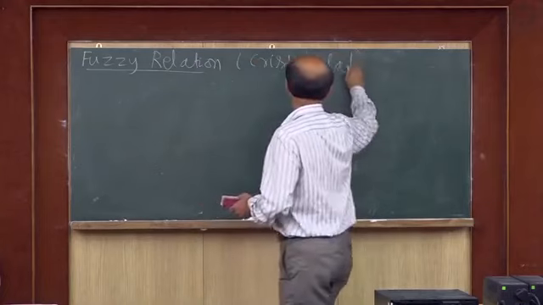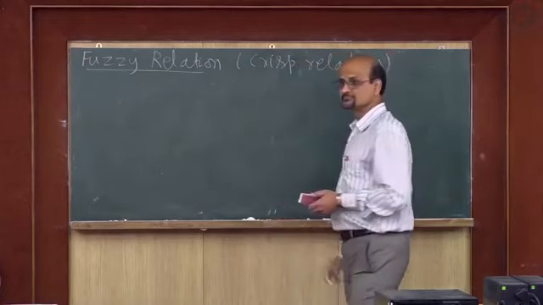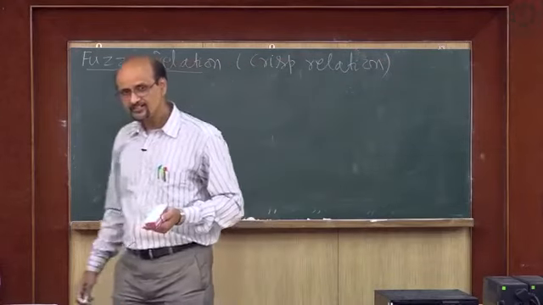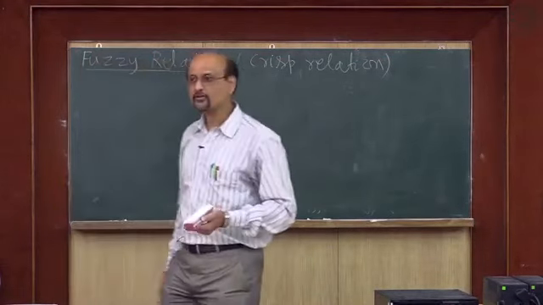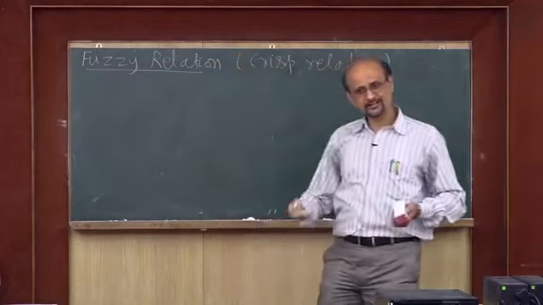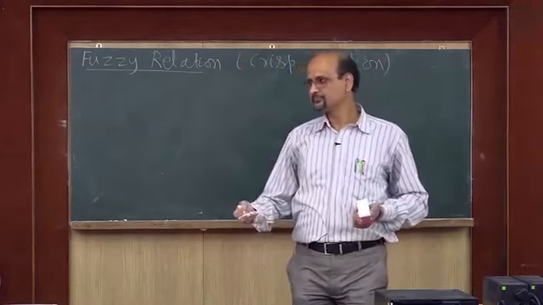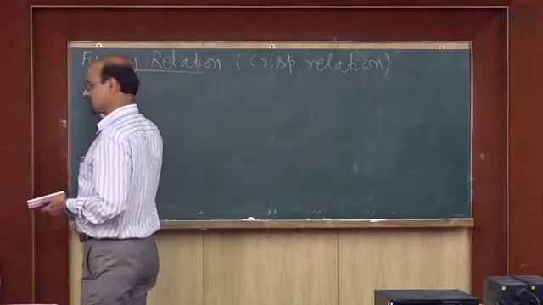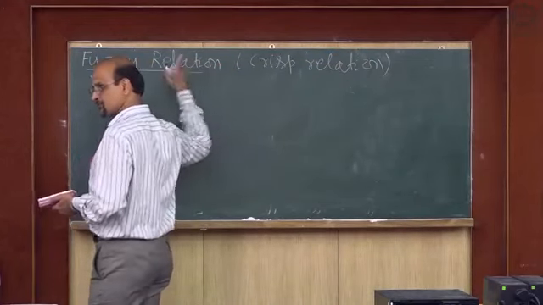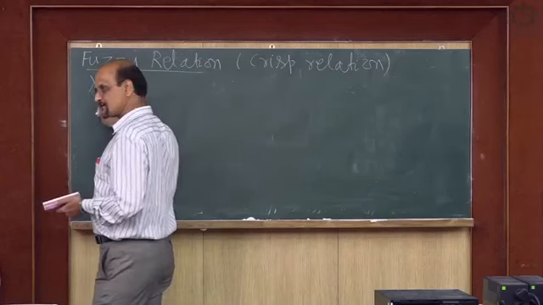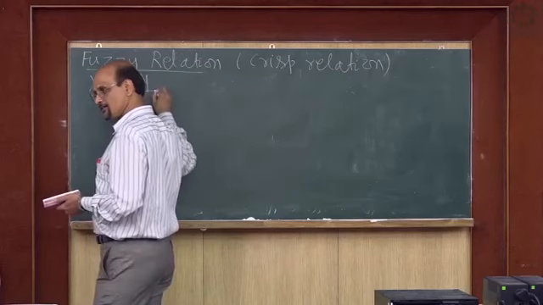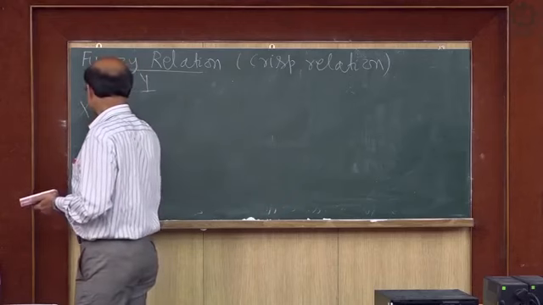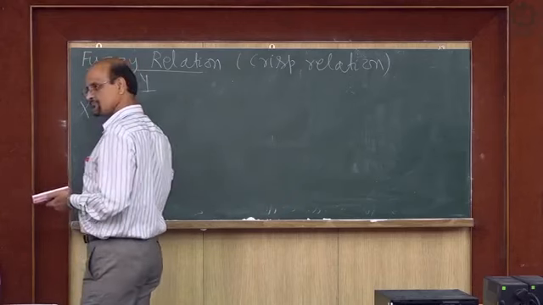How do you define a crisp relation? It is a subset of A cross B, which means it is a Cartesian product. Suppose I have a universal set X, and I am first talking about the crisp case, okay? A universal set X and a universal set Y. So, we define a relation as X cross Y, okay?